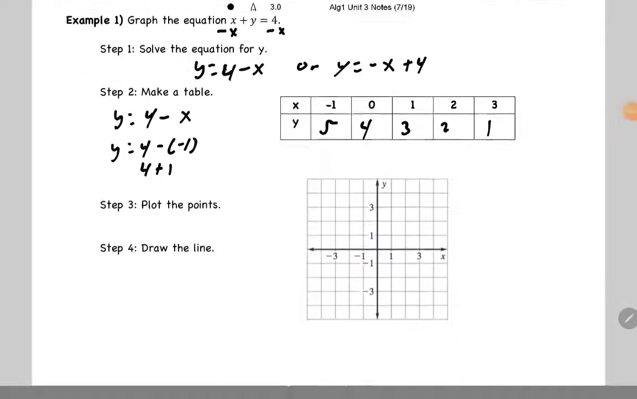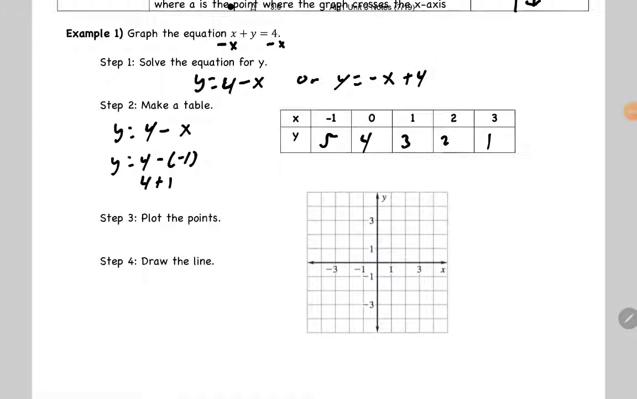Now, we're going to plot the points. So I have negative 1 comma 5. So I go left 1 up 5. And then 0 comma 4. 1 comma 3. So right 1 up 3. 2 comma 2 is right 2 up 2. 3 comma 1 is right 3 up 1. And then we're going to draw the line. Use a straight edge if you must. And then put arrowheads. Okay.